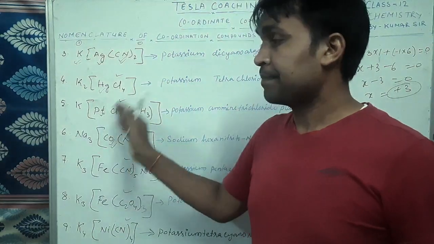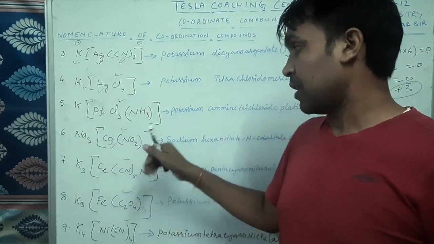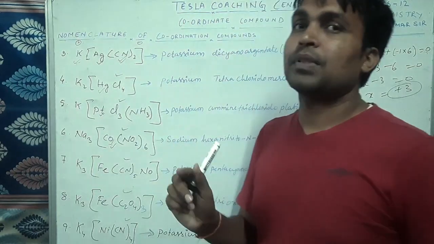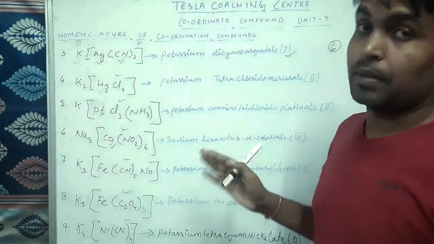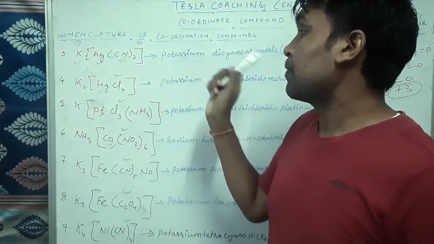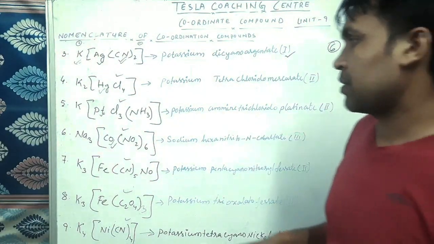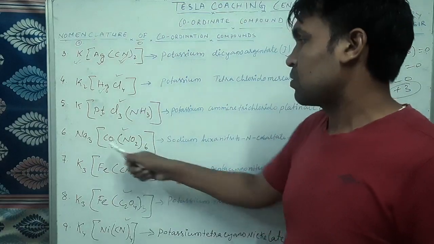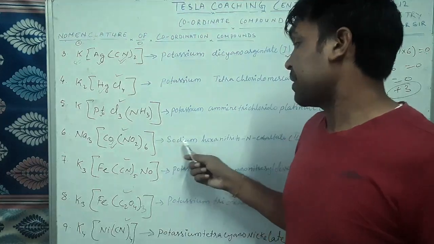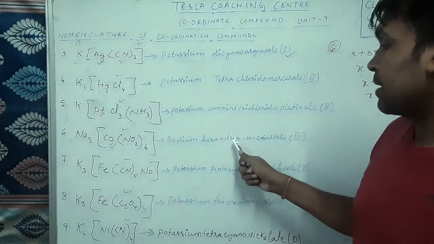Again you see Na is first, so we have to name it first. That is the positive part, and the bracket inside is all the negative part, so we have to name it accordingly. Always remember, in IUPAC naming of coordination compounds, we start the naming from the cation part. So here sodium, 3 sodium are there, but we are not going to write trisodium, only sodium. And how many NO2 are there? 6. So we'll write hexanitrito.